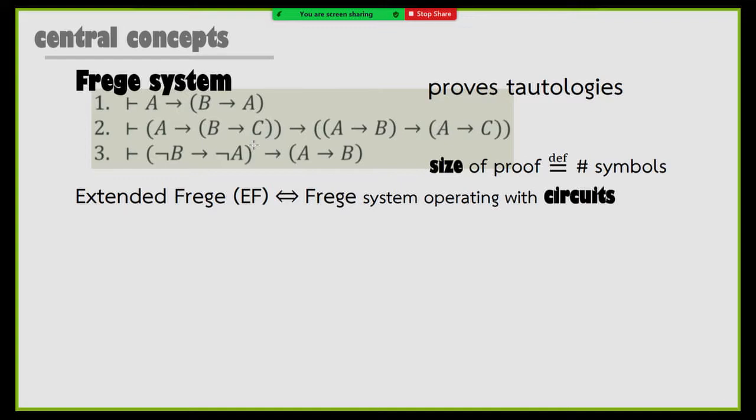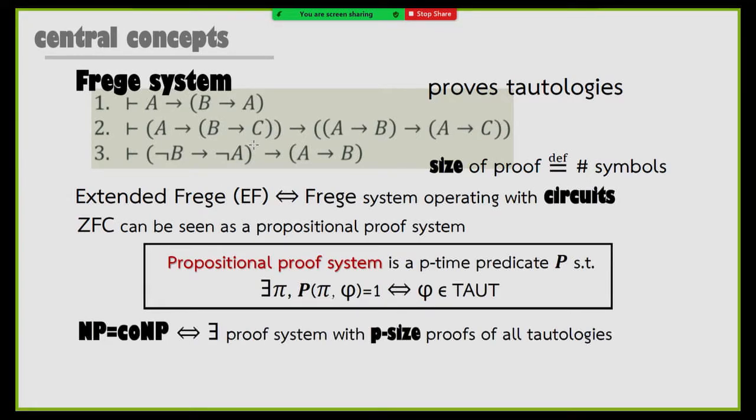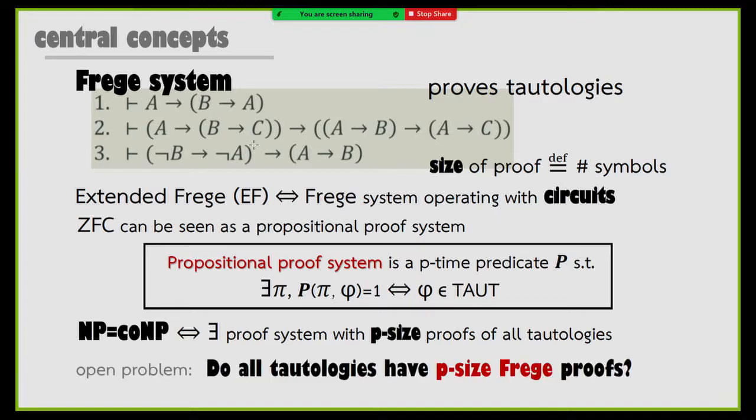And we can see even very strong theories, such as set theory ZFC, as propositional proof systems. A ZFC proof of tautology tau is a proof which uses essentially any kind of mathematics which you can formalize in ZFC to derive that the formula tau is a tautology. And there is an abstract notion of proof system, and it turns out that the question whether there is a proof system with polynomial size proofs of all tautologies is just the NP versus coNP problem. So we can approach the P versus NP problem by proving lower bounds on concrete proof systems like Frege, extended Frege, and ZFC. But right now, we don't know how to prove any non-trivial lower bound for Frege system.